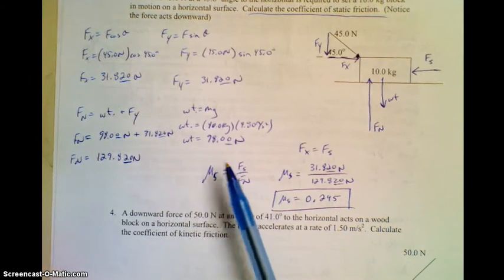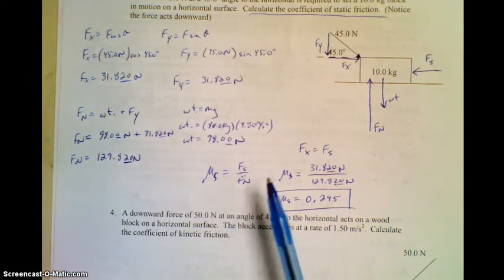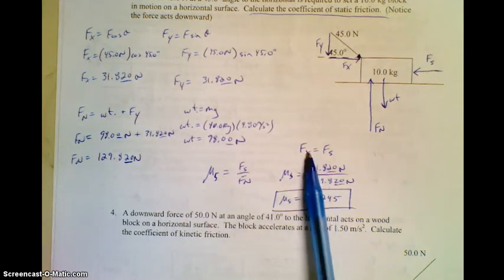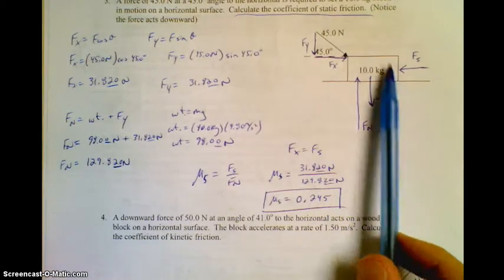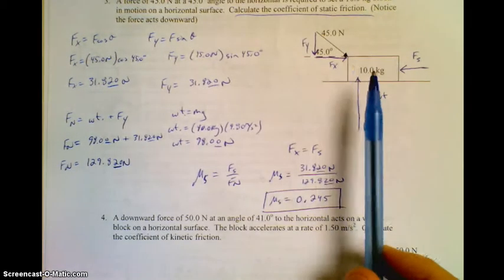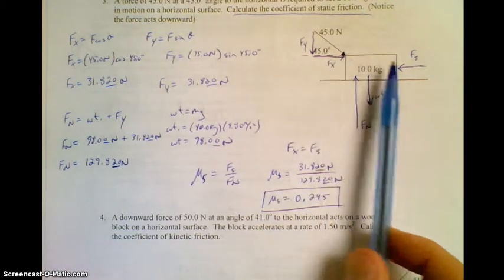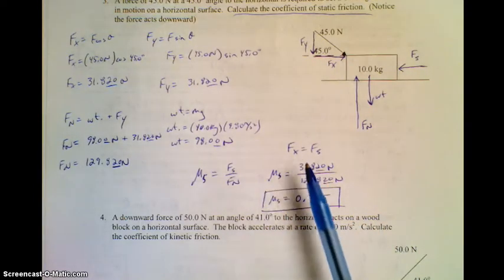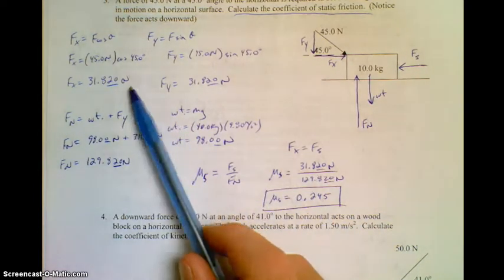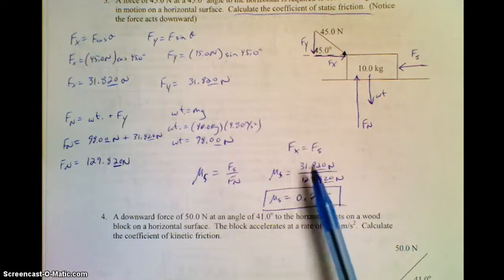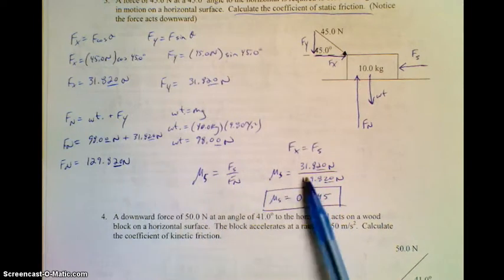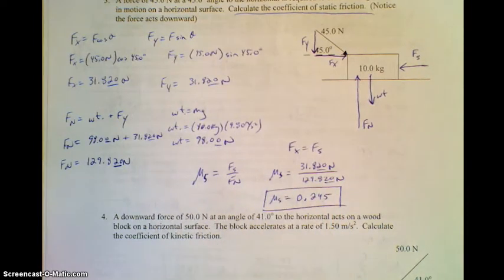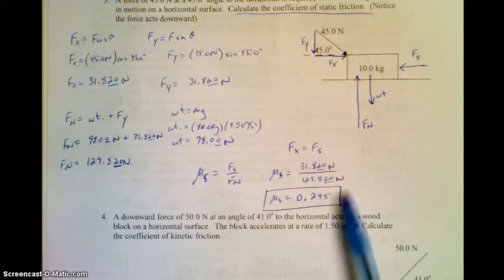And then for us, it's Fs over Fn. Fs is equal to Fx, because again, we talked about that. If it's not accelerating, we're just getting it to start moving, then these two forces are equal to each other. So I took that number from Fx down to here, and then Fn I took from over here to get my mu s. Again, it's unitless, and Newton divided by a Newton is a unitless value.